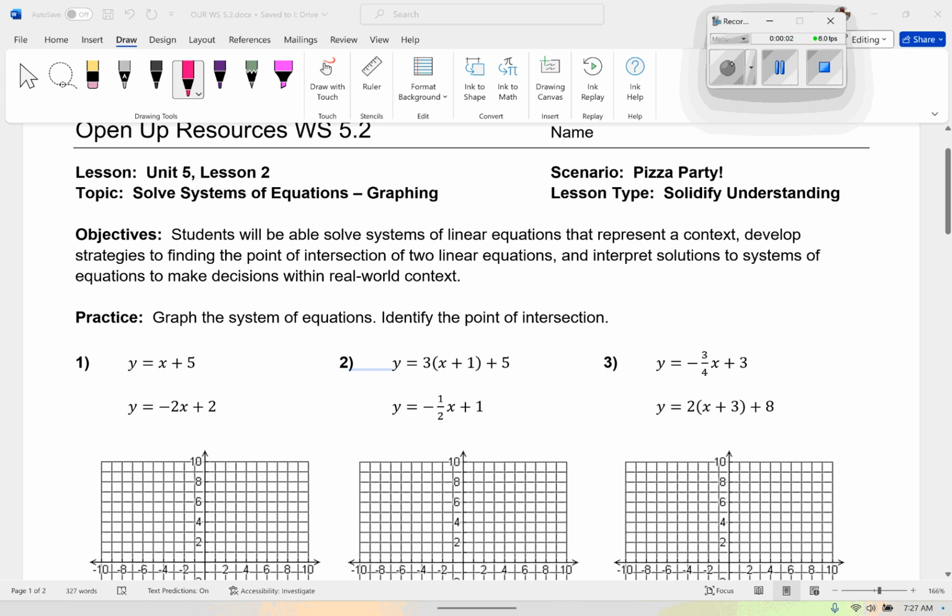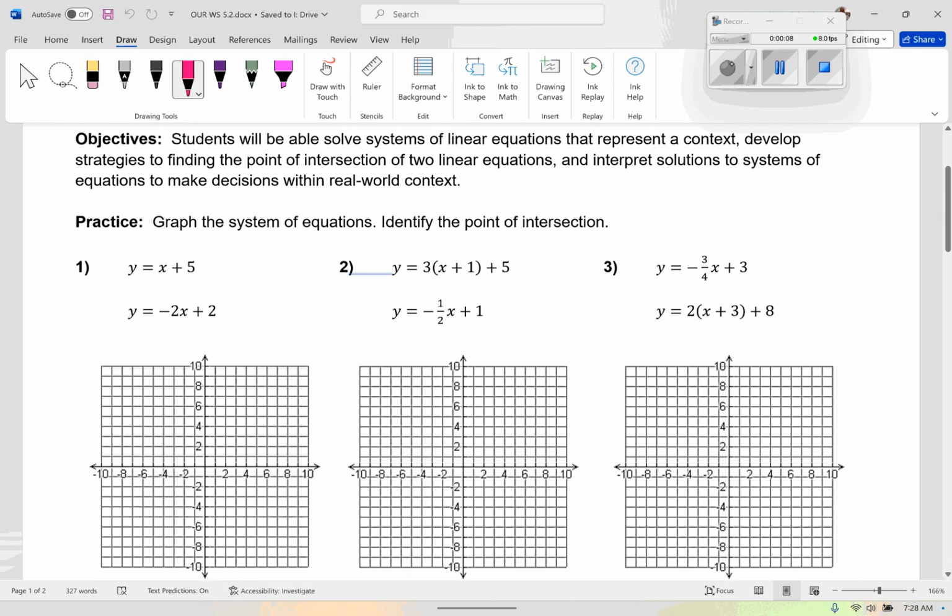Hi, Algebra 1. This is going over the homework from last time. So we want to graph these equations.